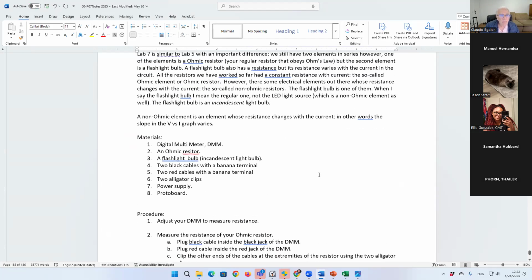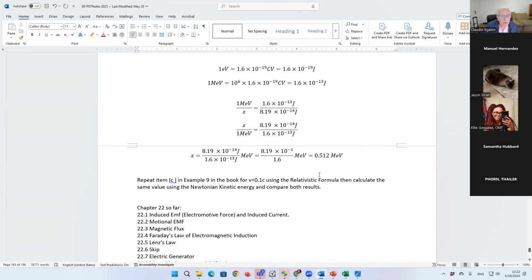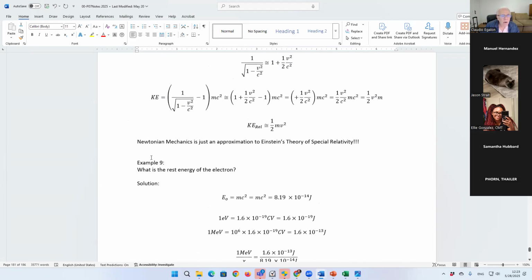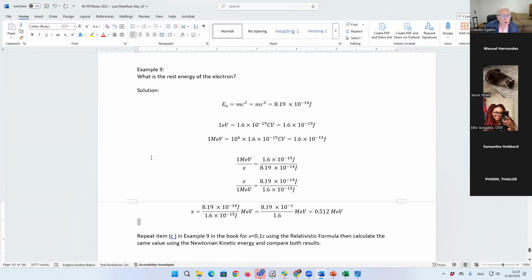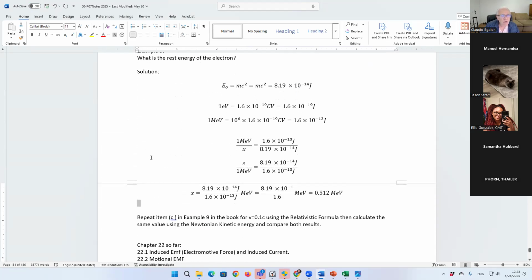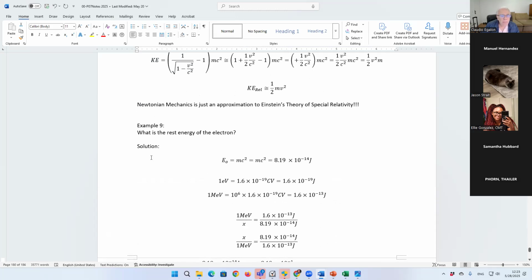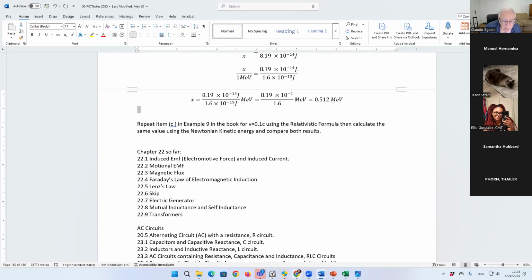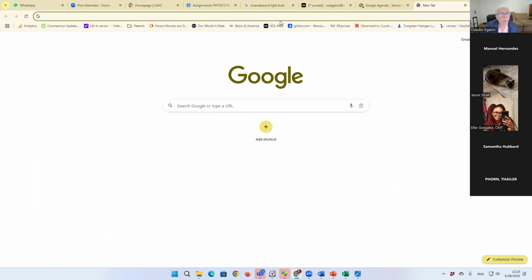And let's see what we did. Let's go to the book as well. Okay, we're doing the kinetic energy and the mass energy, the energy associated with the mass. And let's go also to the book, Wiley Plus.